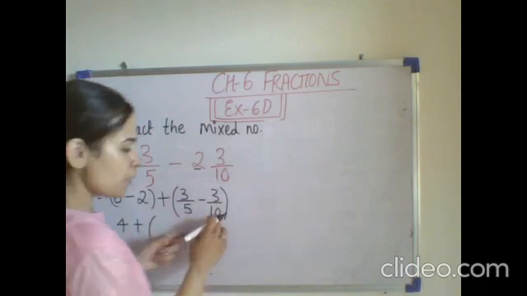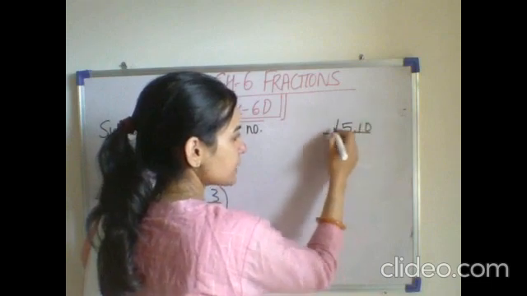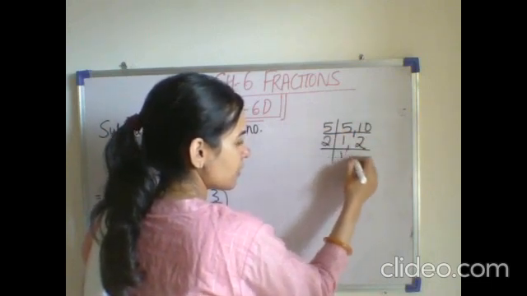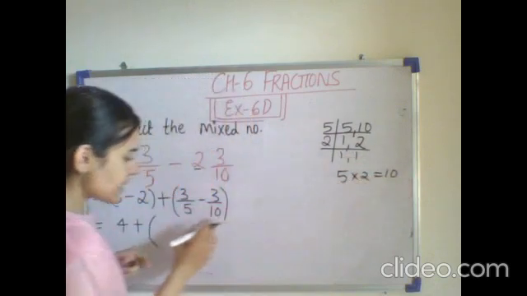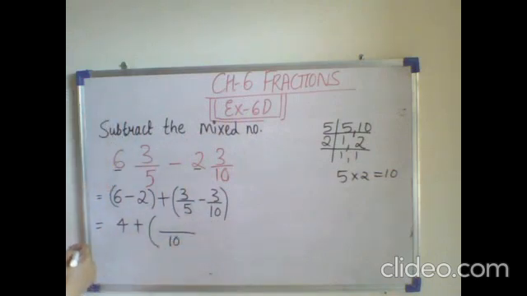So the LCM of 5 and 10, if you recall the previous chapter, 5 ones are 5, 5 twos are 10. So 5 multiplied by 2 is 10. So the LCM of 5 and 10 is 10. I have written here 10.